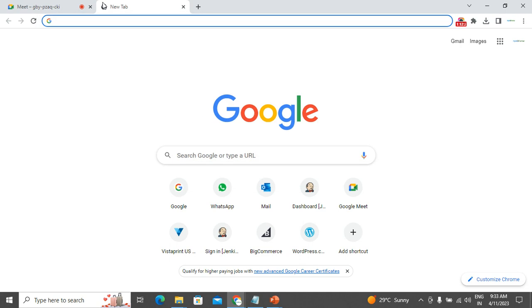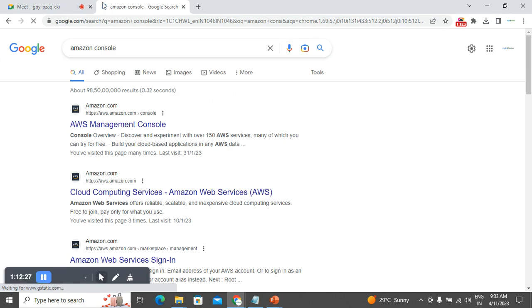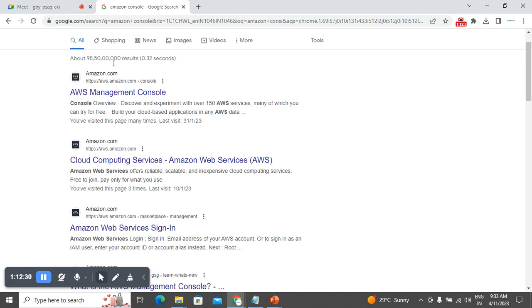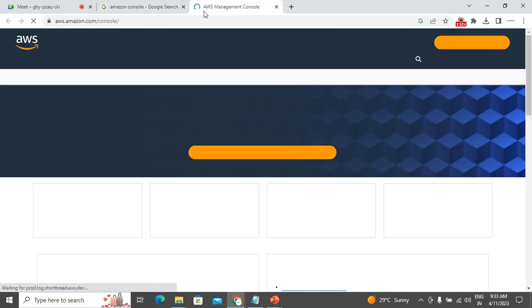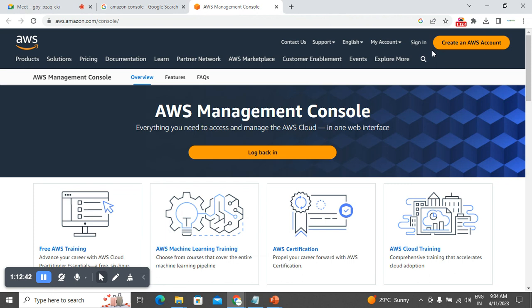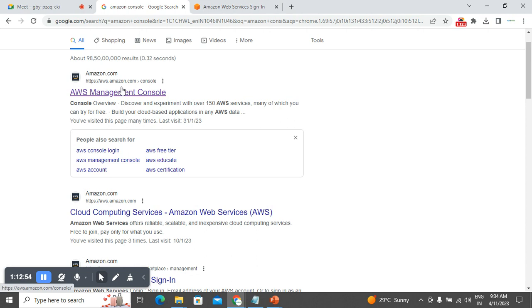Amazon console. So you can see here aws.amazon.com, and it is taking you to the console. When you click on this Amazon Management Console, here you need to log in and get inside the services. Amazon Management Console is the website where you will be accessing your Amazon services.